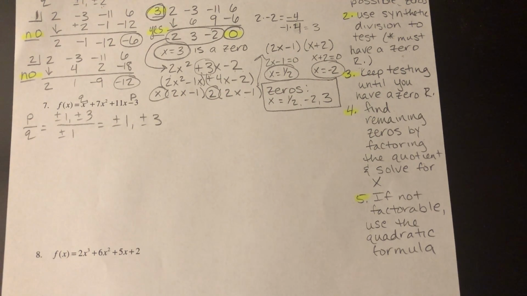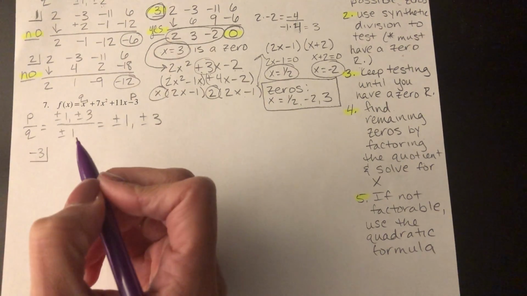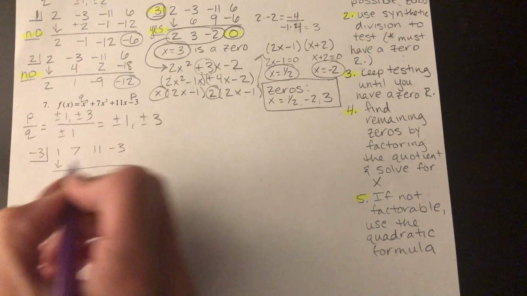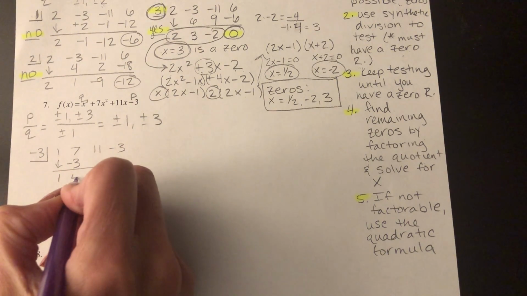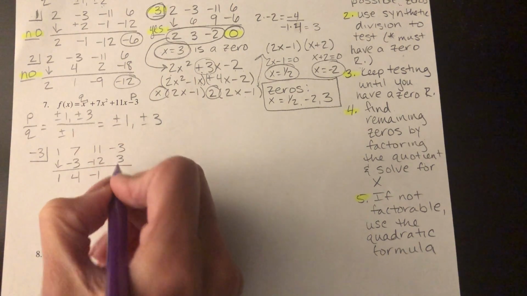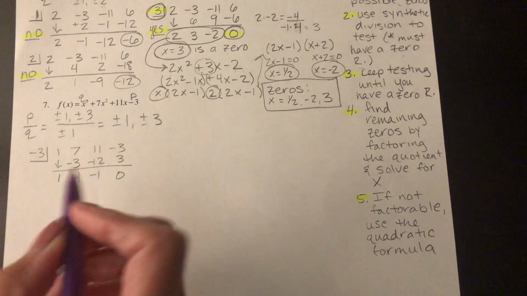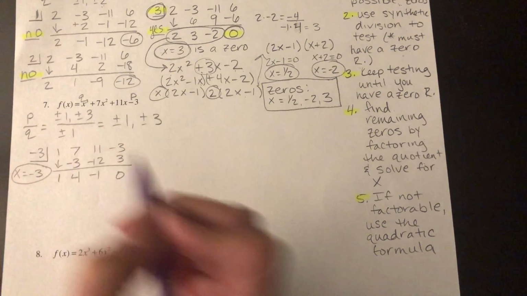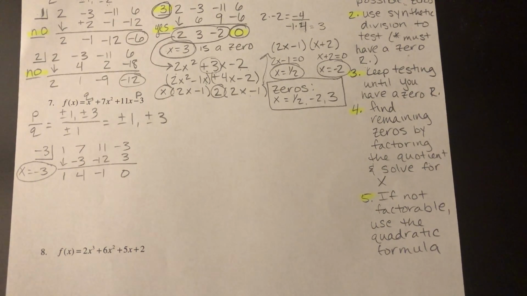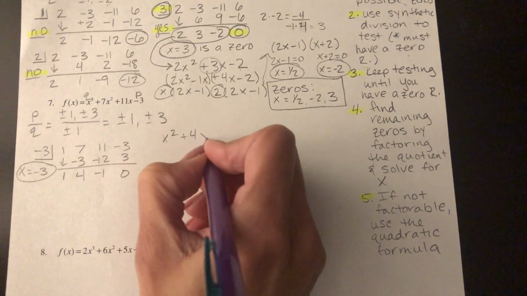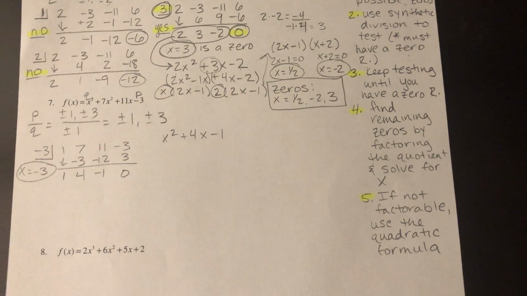And then we'll go through and we'll test and we'll test and we'll test. And then we'll finally come to negative 3. Let's check that out. And we'll see that that gives us a 0 remainder. So x equals negative 3 is one of our zeros. Now we can take what's left over, all right, and factor it.